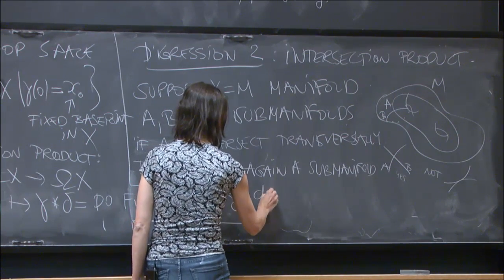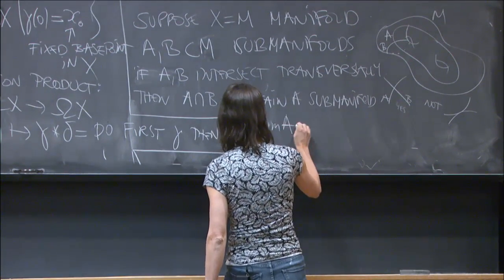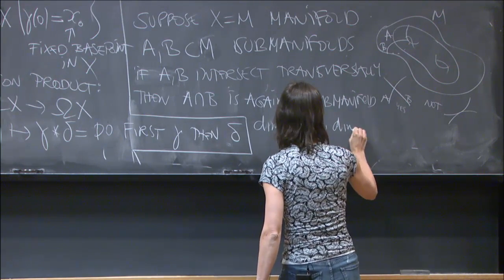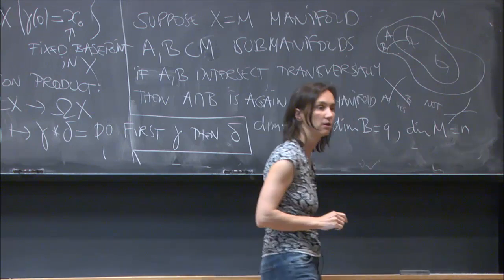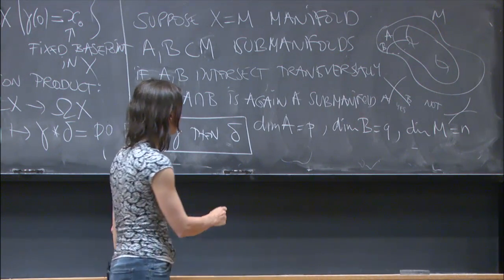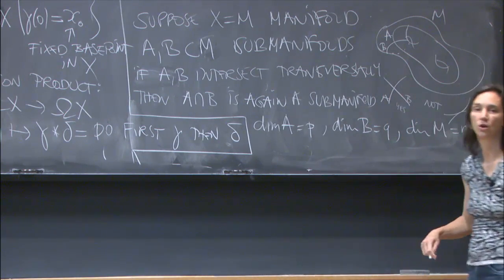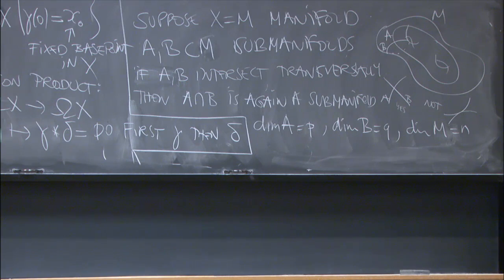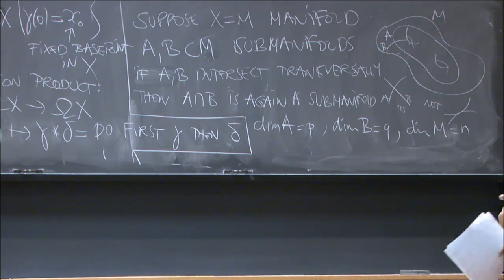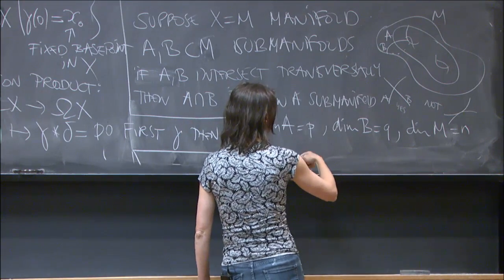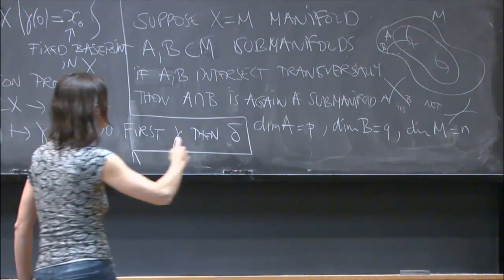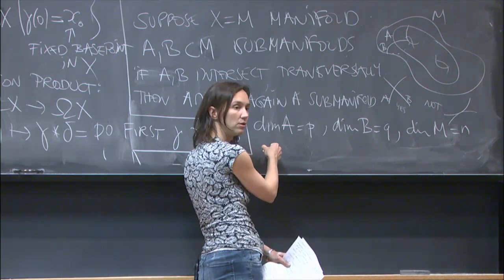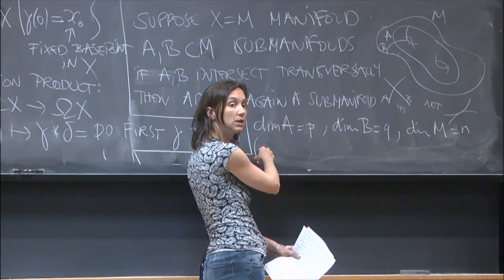What are the dimensions? The dimension of A is P, the dimension of B is Q, the dimension of M is N. What is going to be the dimension of the intersection? Locally everything looks like R^n, and submanifolds look like planes of a certain dimension. You define a plane by a bunch of equations. How many equations do I need to get to dimension P from dimension N? This is N minus P equations.